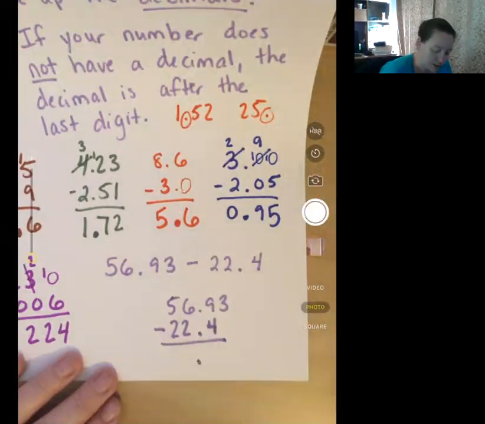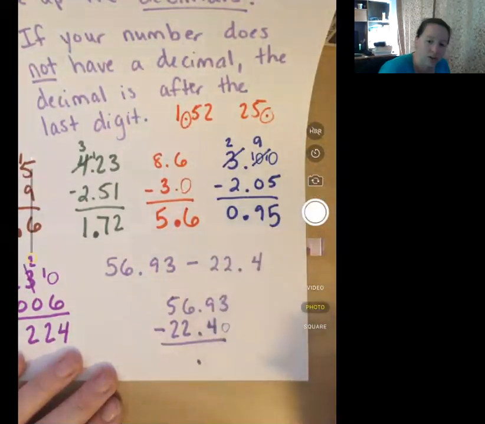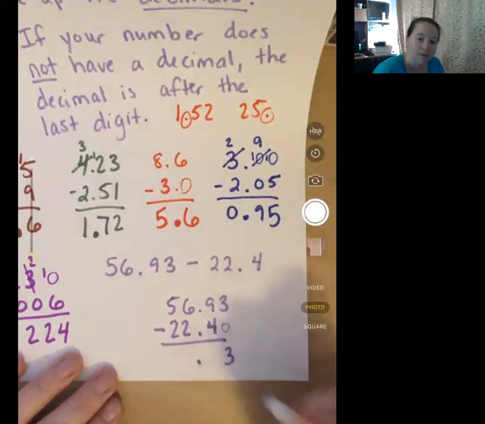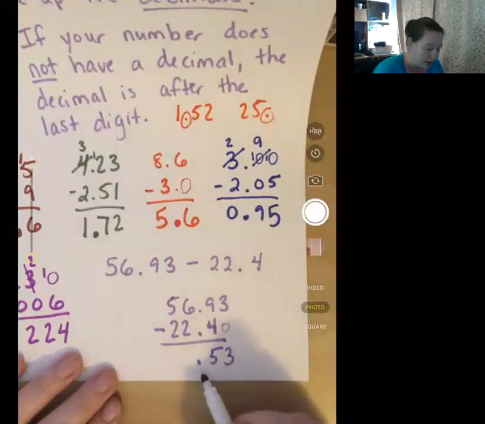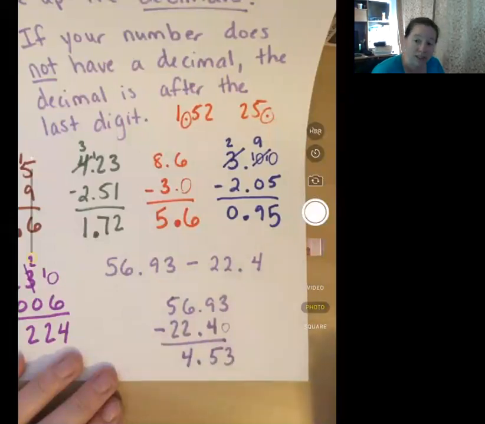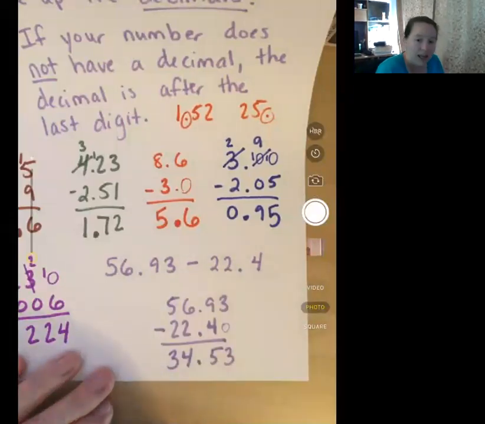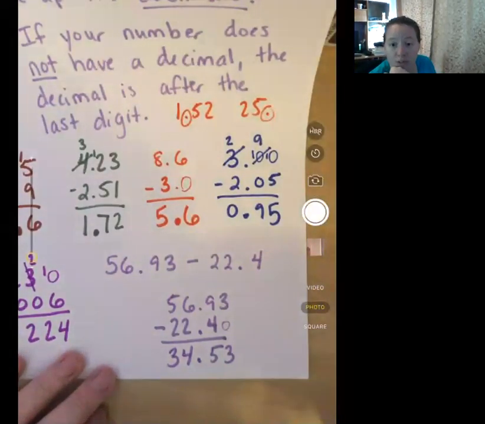My decimal point goes down and just hangs out there. In this particular one, I have a choice of whether to put a 0 there or not. I don't really need it. I can just go 3 minus nothing, or I can put a 0 there. I'll put the 0 there so that you can see it. 3 minus 0 is 3. 9 minus 4 is 5. Decimal point's already there. 6 minus 2 is 4. And 5 minus 2 is 3. And that's how we do the subtraction with decimals.